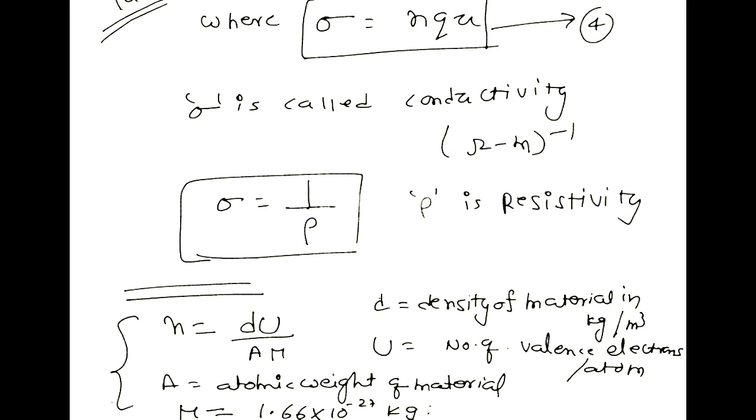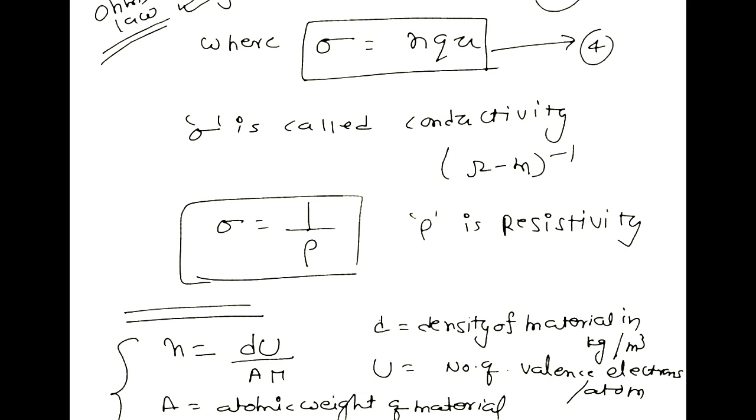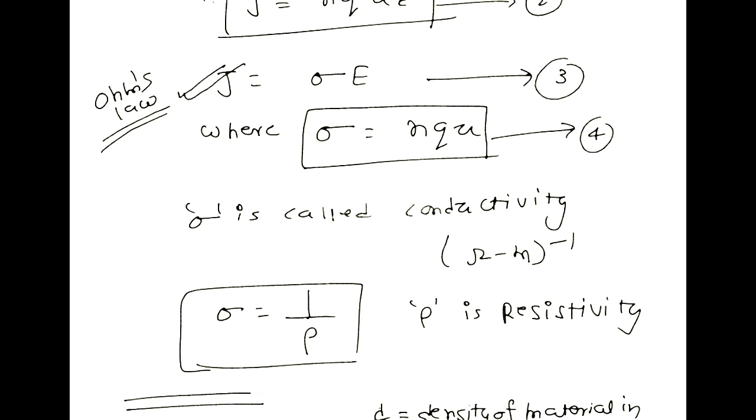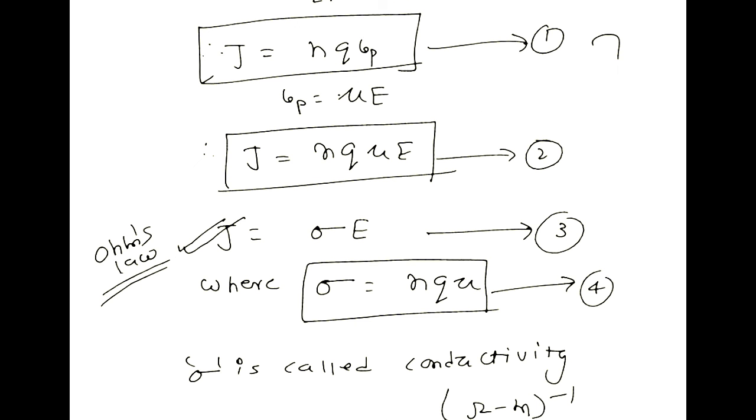The four equations we represented, first, second, third and fourth, are very important relations to work out problems: J is equal to n q Vd, J is equal to n q mu E, J is equal to sigma E, and sigma is equal to n q mu.